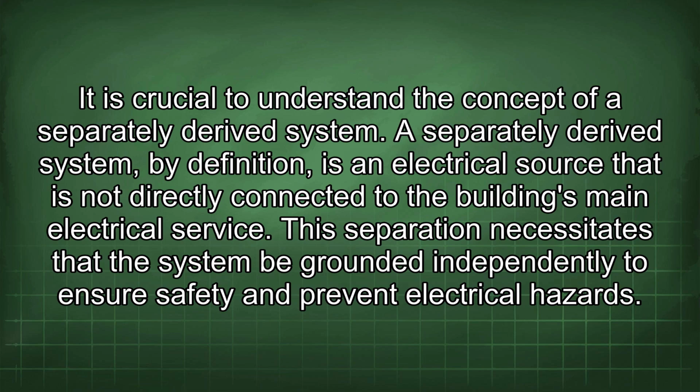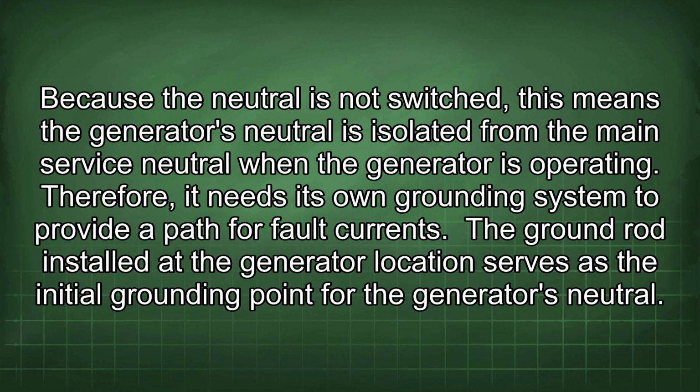It is crucial to understand the concept of a separately derived system. A separately derived system, by definition, is an electrical source that is not directly connected to the building's main electrical service. This separation necessitates that the system be grounded independently to ensure safety and prevent electrical hazards. Because the neutral is not switched, the generator's neutral is isolated from the main service neutral when the generator is operating. Therefore, it needs its own grounding system to provide a path for fault currents.